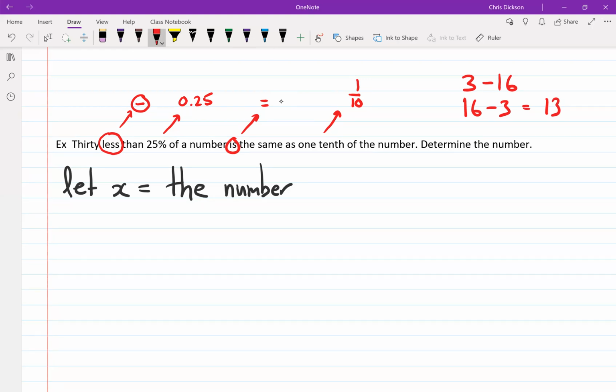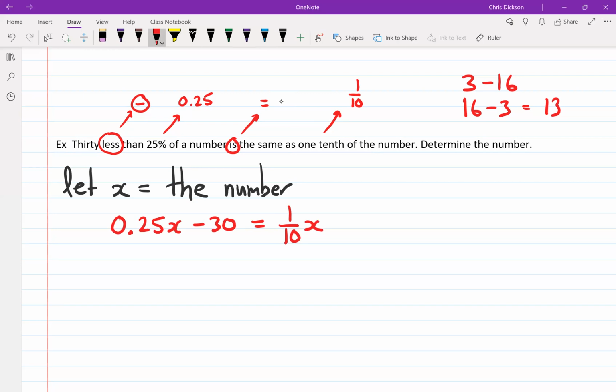So 25% of a number, well, that's 0.25x. So that's 25% of the number x, less 30, is 1/10 of the number x. So here we see x's on both sides of the equation.